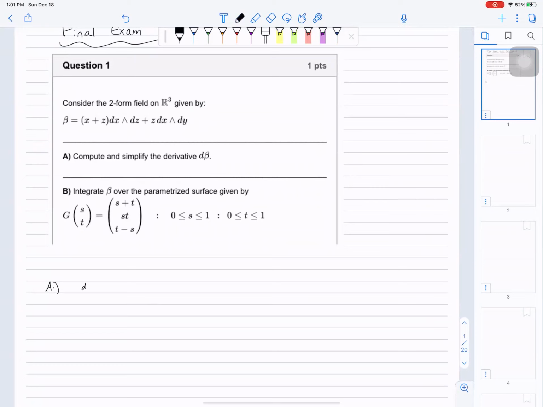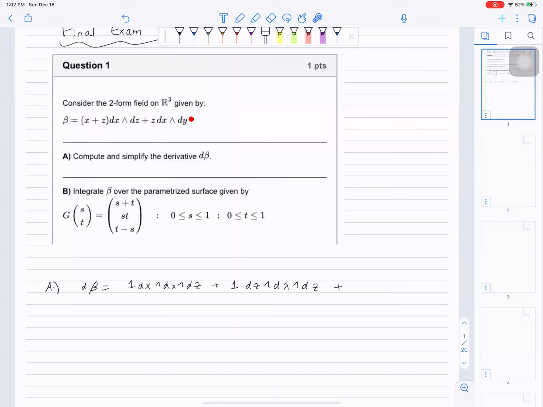For example, we get dB is, I look at what variables I have in my expression. So I have an x and I have a z. That means I should take the partials with respect to x first. So I have 1 dx and add on the wedges. And then the partial with respect to z. That gives me 1 again, dz, and then add on the wedges.